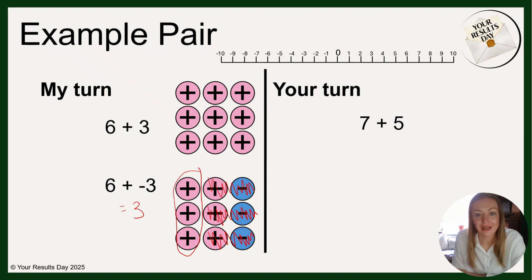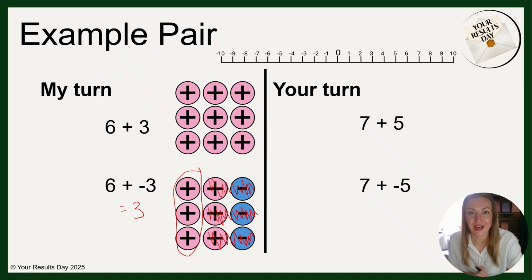Here's one for you to have a go at. So I'm going to give you normal 7 plus 5, just so you can think about what we thought about in our first example, and then similarly 7 plus -5. I'm going to go straight through the answer, so if you want to pause the video so you've got time to answer it, then please do that now.